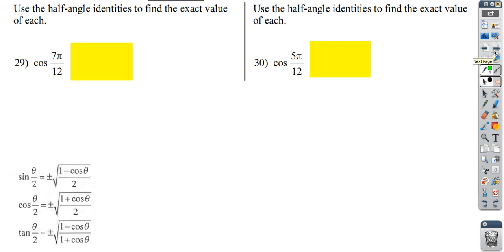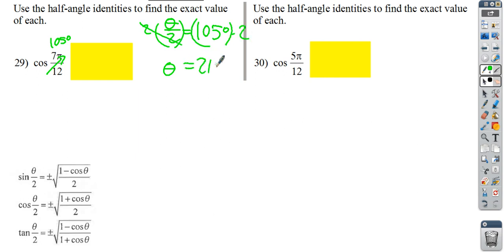Alright, a couple more here. These are still half-angle identities. The only difference is let's change these into degrees. So this is the same as 105 degrees. And that means theta over 2, some angle that we cut in half, is 105. So let's find the actual angle. If we multiply both of these by 2, we'll get 210 degrees is theta.